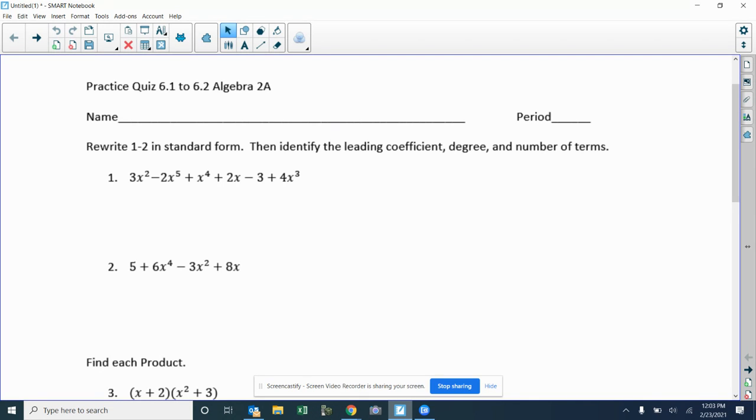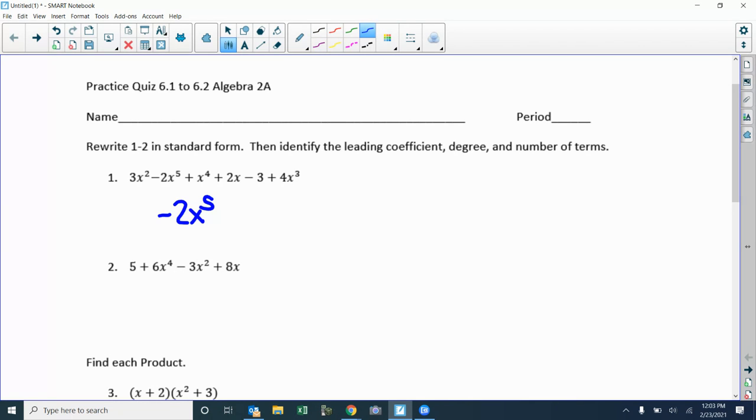All right, so question one, put it in standard form. So put this in standard form, we want to look and see the highest degree monomial, and that would be this, negative 2x to the fifth. Now we have x to the fourth, plus 4x to the third, plus 3x squared, plus 2x, and minus 3.